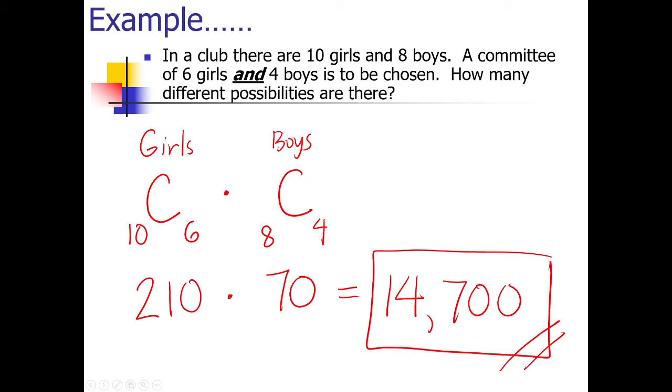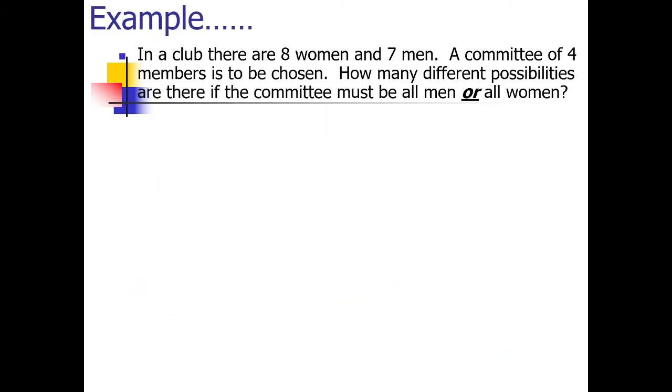Okay? Now, let's have another problem here. This time, let's use the word or. So, take note on this problem. In a club, there are 8 women and 7 men. A committee of 4 members is to be chosen, but it is not indicated how many women and how many men. But it's stated in the problem that the committee must be all men or all women. So I'm going to start with the men. How many men are there?